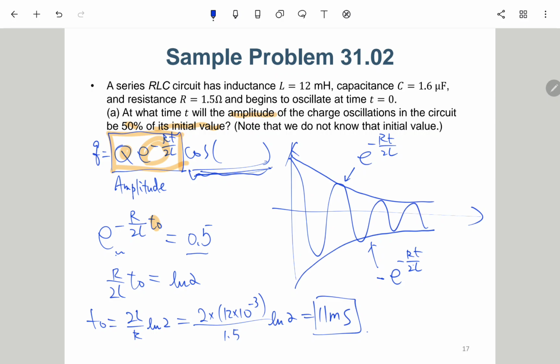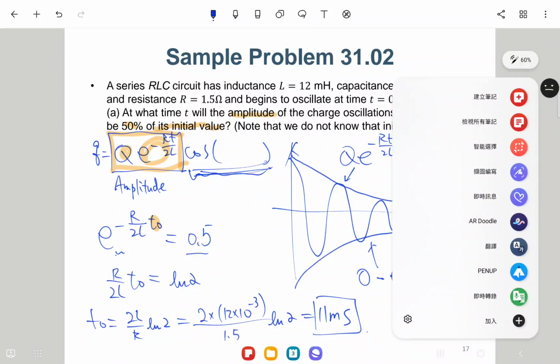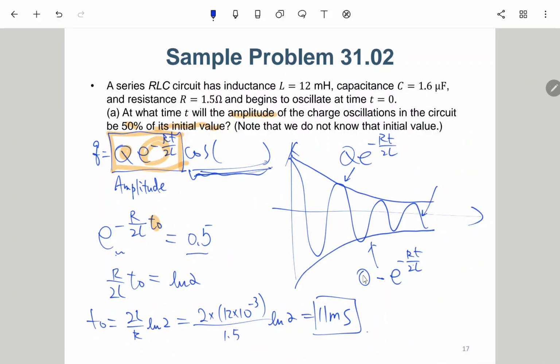So we have some oscillation. The actual oscillation is the middle. So this is this one and this one. I should say this is Q times this one, and negative Q. So these two we will call the envelope.